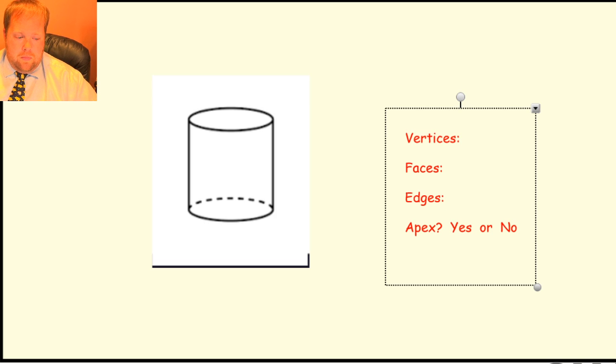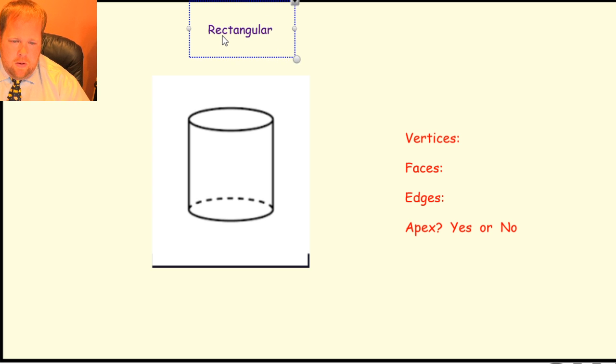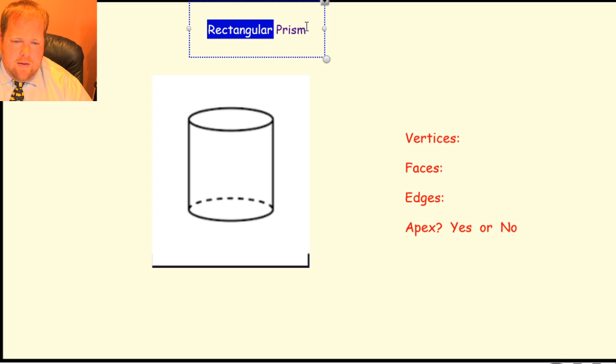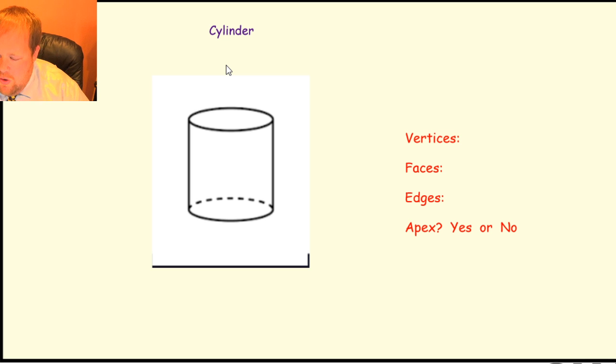Whoa. What is this shape? This shape is called, say it with me, rectangular prism. No, that's not a rectangular prism. Why would you say that? This is called a cylinder. See, even adults make mistakes sometimes. It's not a big deal. This is called a cylinder.